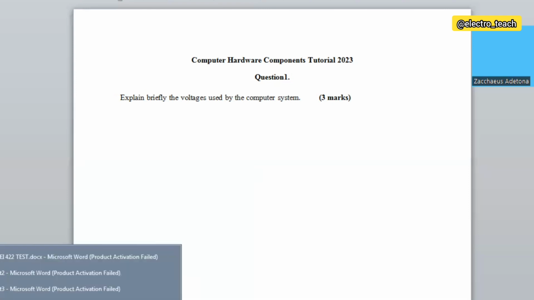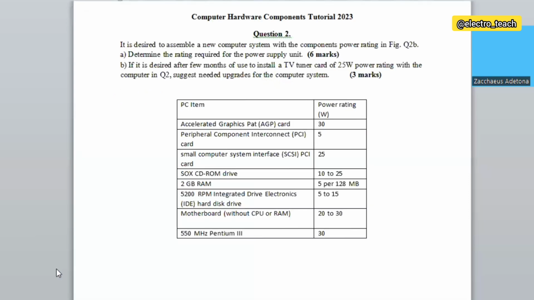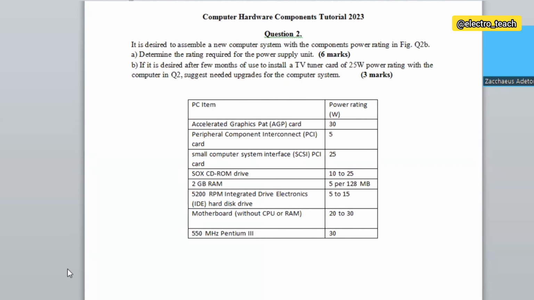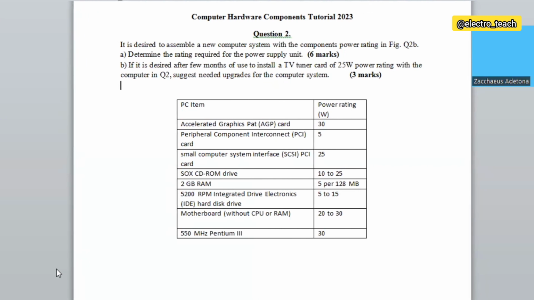All right, let's look at question number 2. Question number 2 is a table that we have here. We are told to look at the table. We want to determine the rating of the power supply unit that will be installed in this computer that requires all the hardware listed on this table and the power rating accordingly. You can see the screen.